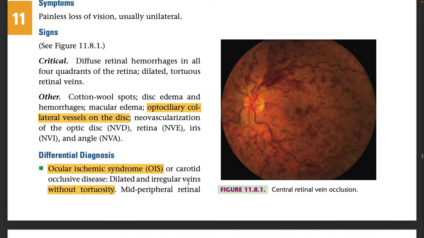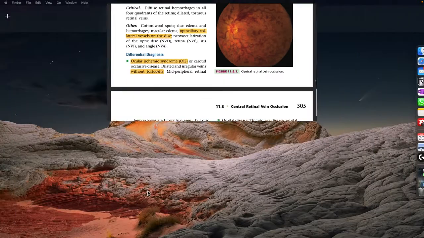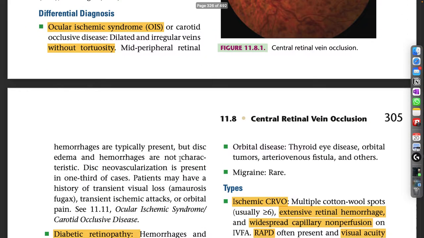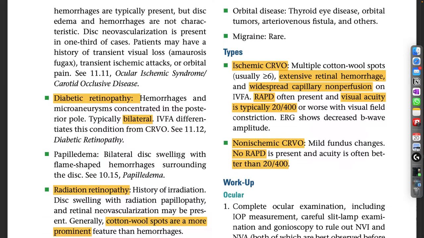So, it looks like diabetic retinopathy more than anything. Because this does not have tortuosity, definitely. The flame shape is not there. Tomato splash appearance is not there. All four quadrants are having blot hemorrhages. It can also be diabetic retinopathy, but diabetic retinopathy will have bilateral findings.